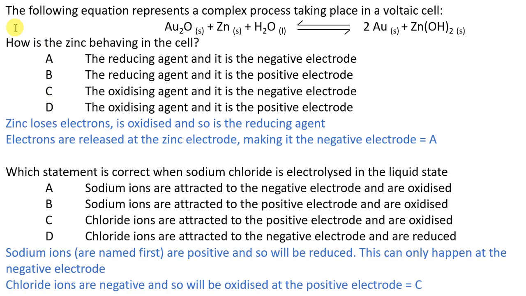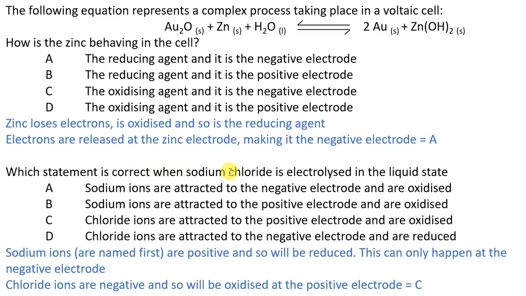So in question 1, how is zinc behaving in this rather complex looking voltaic cell? I'm not worried about anything else that's happening. It's the zinc I'm being questioned on. Zinc is losing electrons. My answer in blue. As the zinc loses electrons, it's oxidized. If it's oxidized, it's the reducing agent. Electrons are lost at the zinc electrode, making it the negative electrode. That brings me down to A.